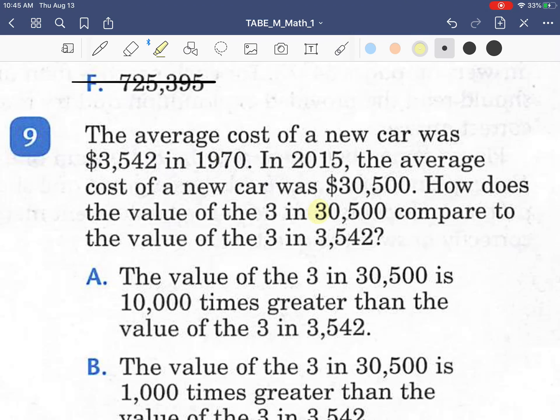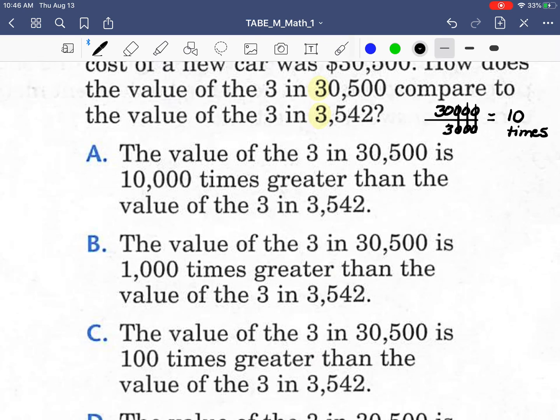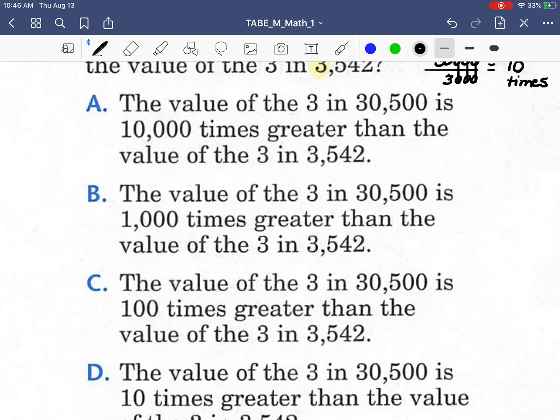So in this 2015 price, it's in the 10,000s place. In this one, it's in the 1,000s place. So you have 30,000. You're breaking that down to 3,000. So let's figure out what this answer would be. Cancel what you can. And then 3 into 30 is 10. So I'm looking for a difference of 10 times. In other words, the price of a new car has grown 10 times in that interval of time.